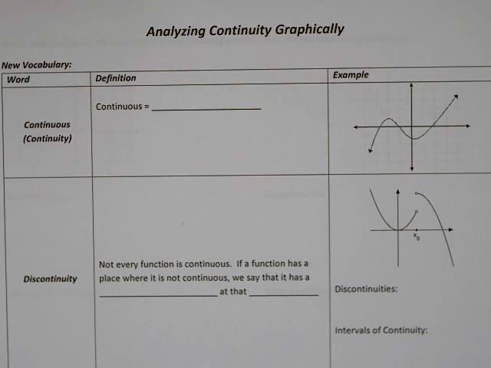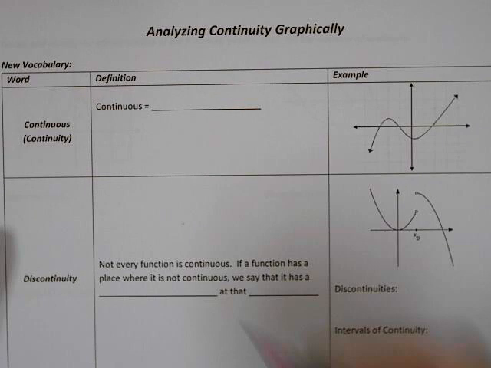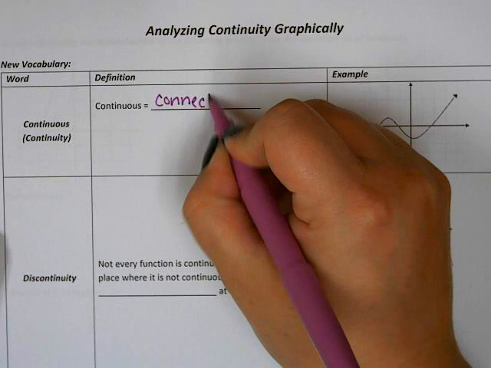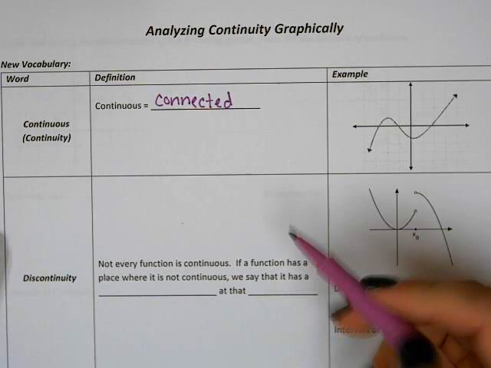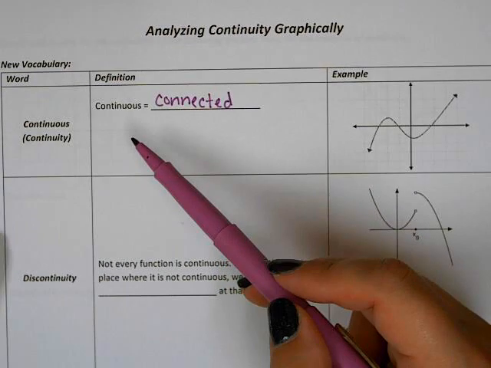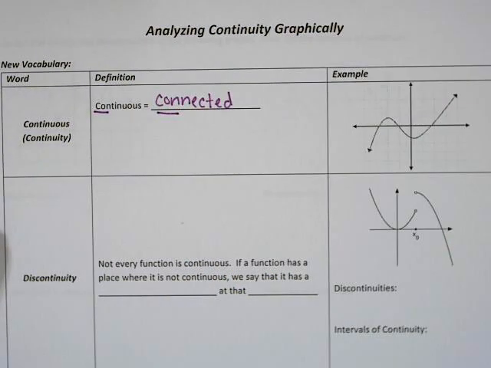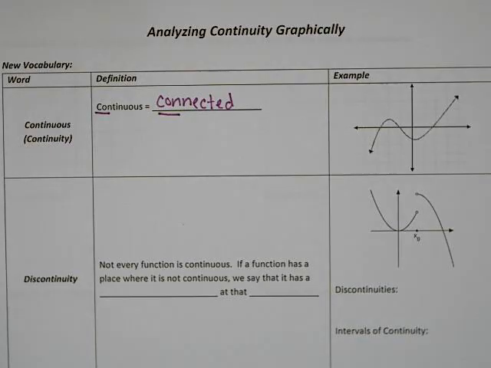Hey guys, so this video is all about analyzing continuity from a graph. In calculus, continuity is a really big idea that we're going to spend a lot of time on. What we really need to know is that continuous really just means that a function is connected. You can remember it because they both start with C-O-N. So continuous and connected. I think a lot of you probably already know the word continuous anyway, but that's a way to remember it just in case.